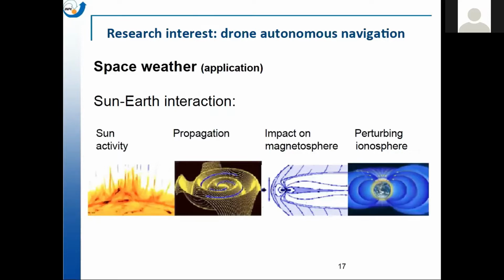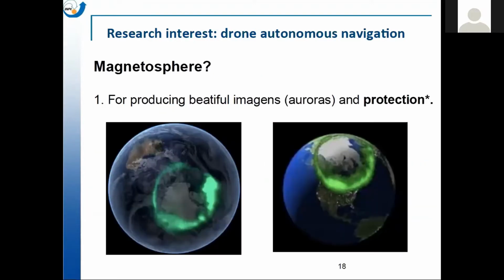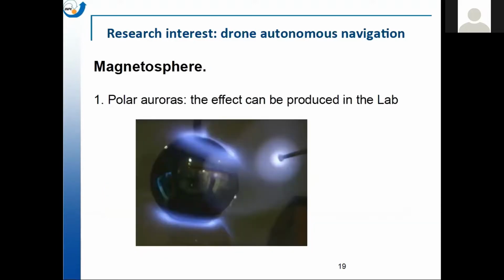And another interest is drone autonomous navigation. Why? Because we are dealing with an environment that depends on the sun activity. And so the solar activity impacts our magnetosphere, perturbing our ionosphere. As you can see, for example, auroras, this is a phenomenon that comes from very energetic particles. And so there is a precipitation of these energetic particles over the poles. You can reproduce this in the lab.